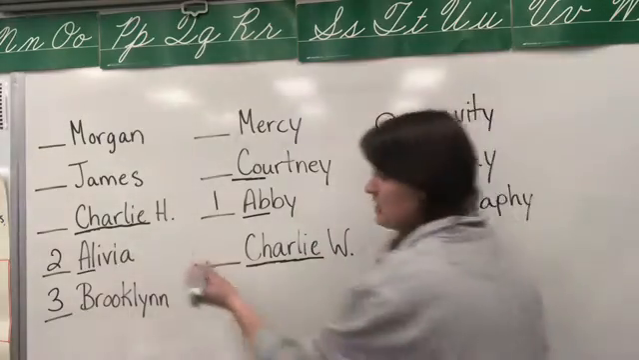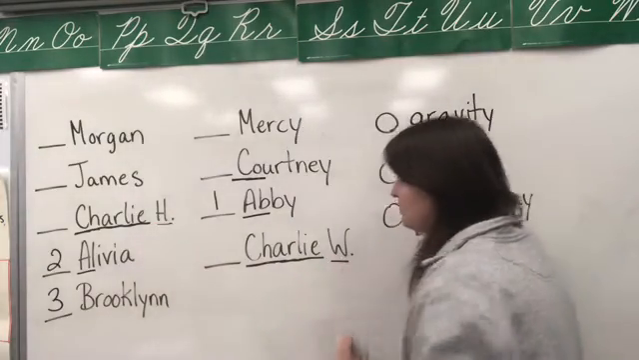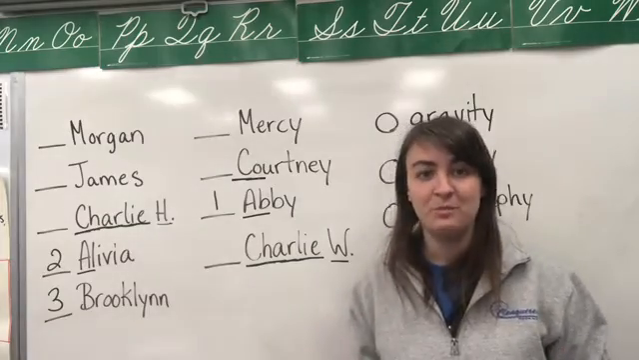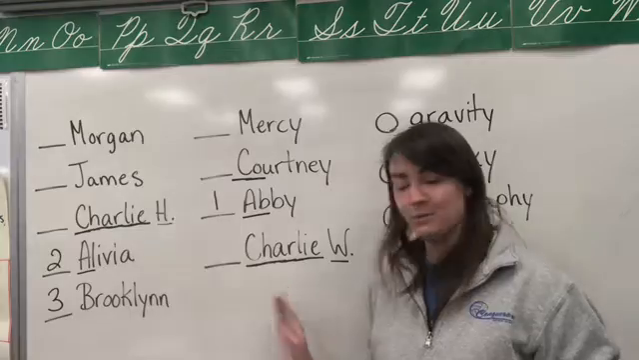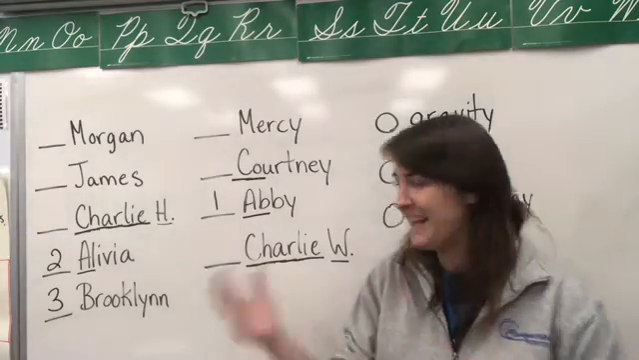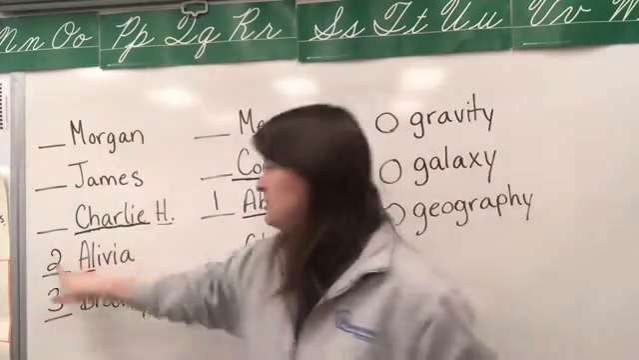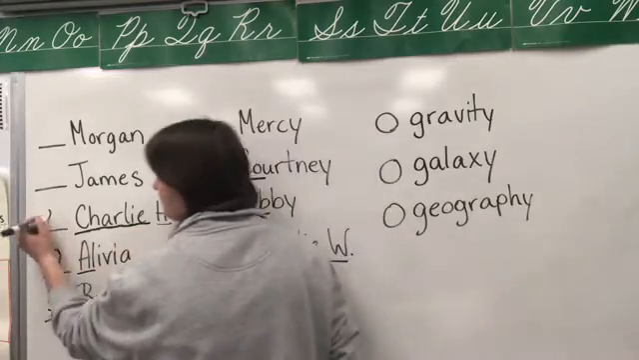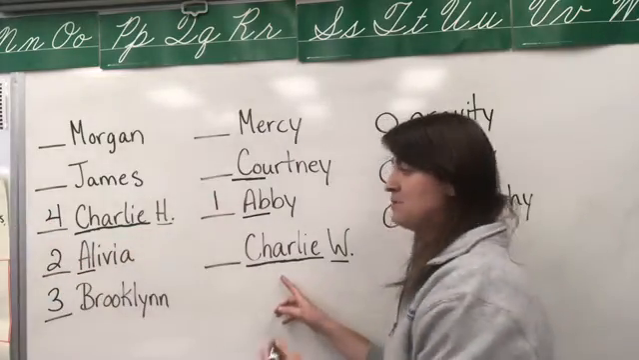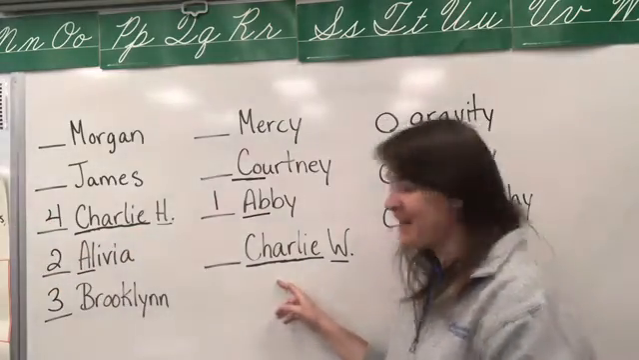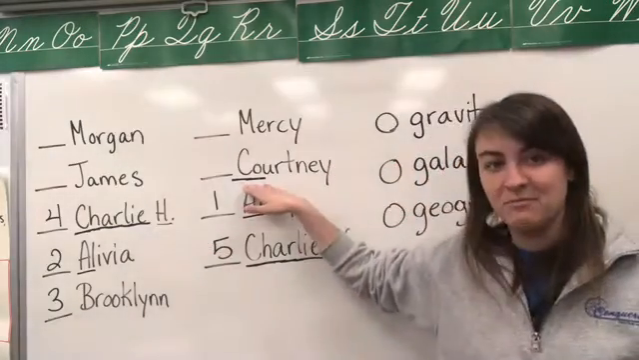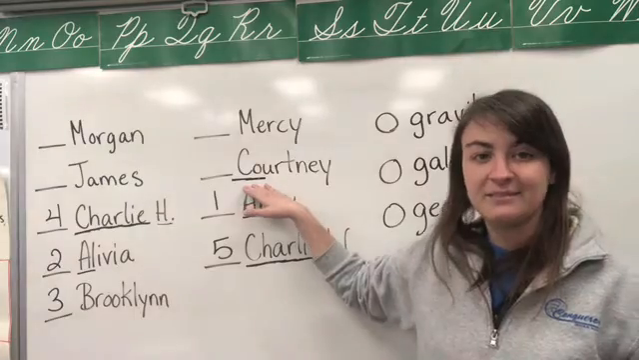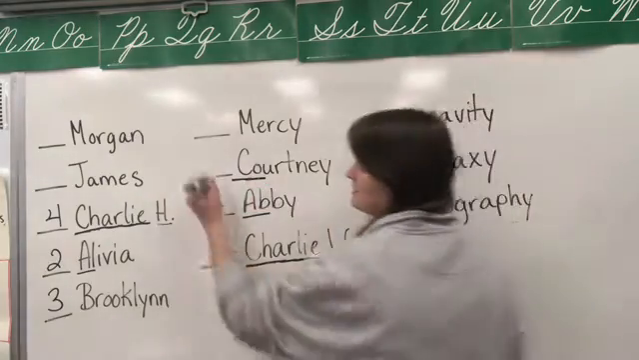And the last name starts with H and the other starts with W. So which one of these two is going to be next in our alphabetizing? H or W? That's right, H. So we had 1, 2, 3, Charlie Heisel's going to be 4, and Charlie Williams is going to be, that's right, 5. Now we can go to Courtney's name. Courtney is going to be, that's right, number 6.